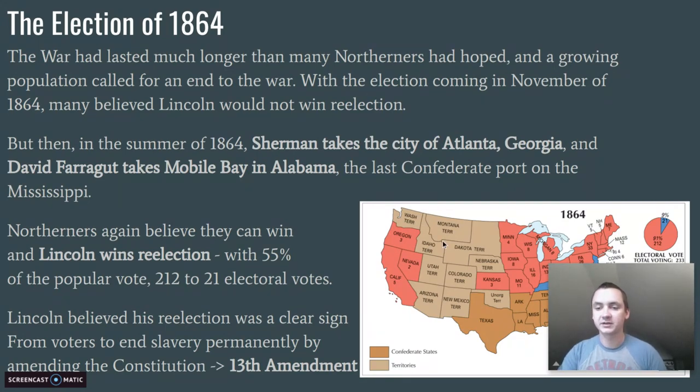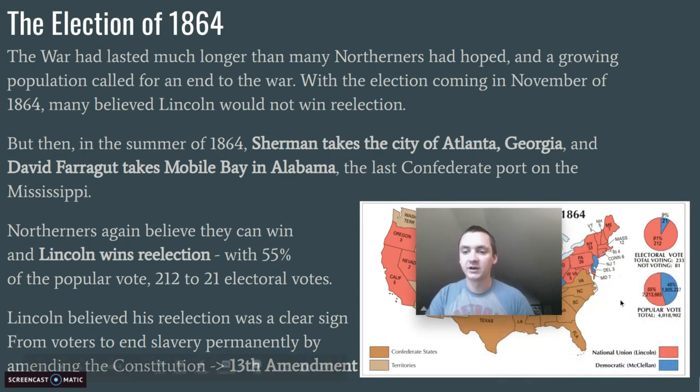And Lincoln is reelected with 55% of the popular vote and 91% of the electoral vote. Lincoln interpreted his victory as a sign from voters to end slavery permanently. Essentially, he had banned slavery with the Emancipation Proclamation. The voters had reelected him, so clearly they endorsed his decision to end slavery. And so he's going to make it permanent by advocating for the 13th Amendment to the Constitution, which prohibits slavery.